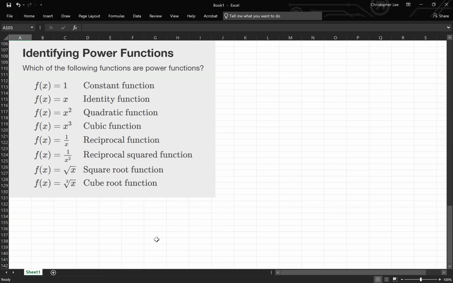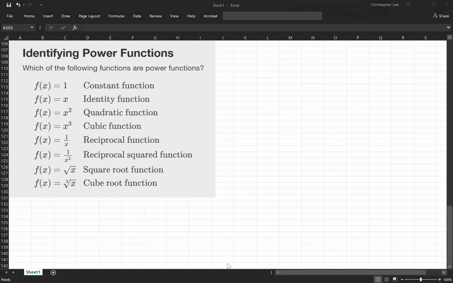And we have f of x is equal to 1 over x, which is a reciprocal function. F of x is equal to 1 over x squared, which is a reciprocal squared function. And we got f of x is equal to the square root of x, right? Which is a square root function. And f of x is equal to the cube root of x, which is a cube root function. So which of these are power functions? What do y'all think? The cube? Okay. That's the only one?